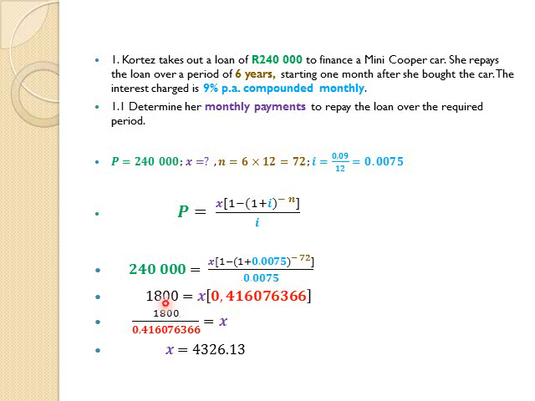240,000 times 0.0075 gives me 1,800. Everything in the bracket there, 1 minus 1.0075 to the negative 72 will give me 0.416076366. 1,800 divided by that. So our monthly payment on a car loan would be 4,326 rand 13 cents. That is what she would pay every month.